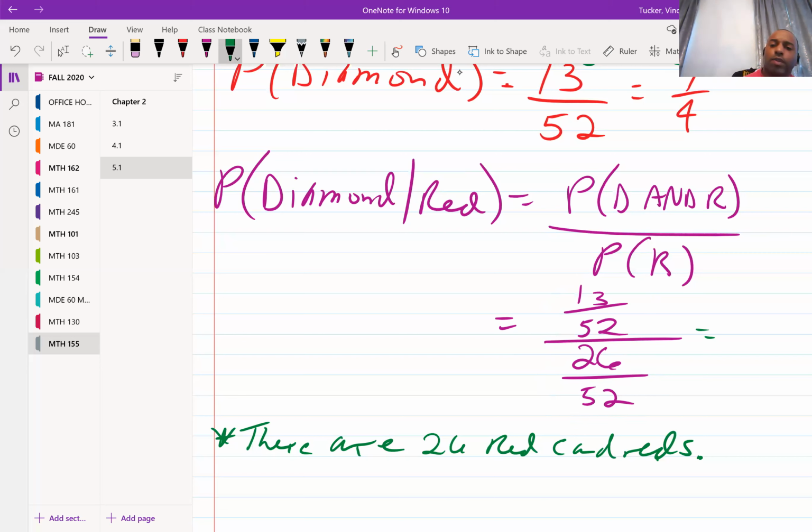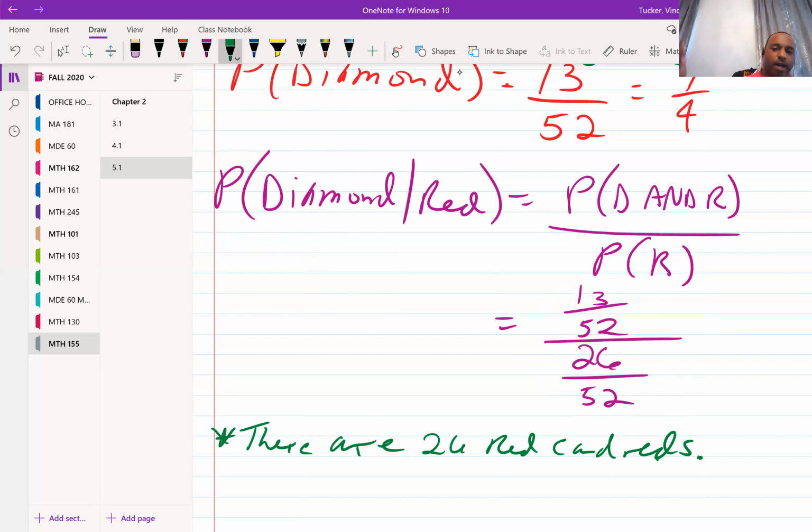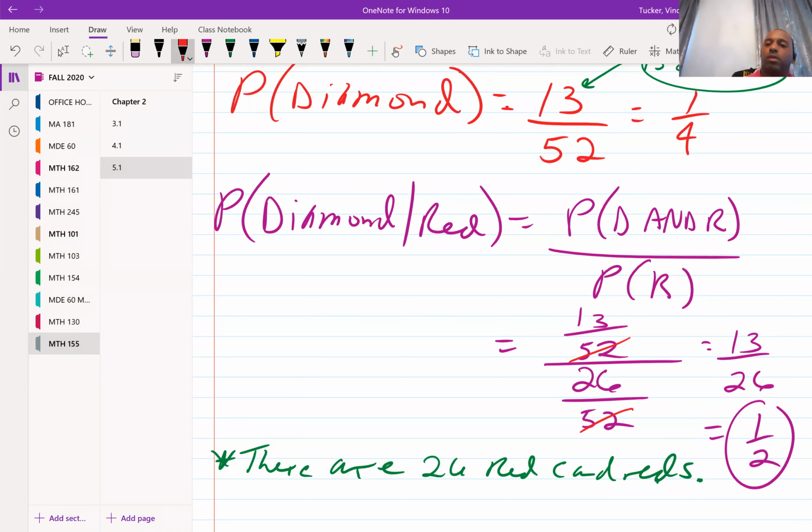All right. So then when we go to reduce this, you remember the last time we did this, when we divided them out and you multiply by the reciprocal, those 52s will cancel. And that'll leave you with 13 over 26, which is 1/2. All right, so before we make our conclusion, questions on what we did there?